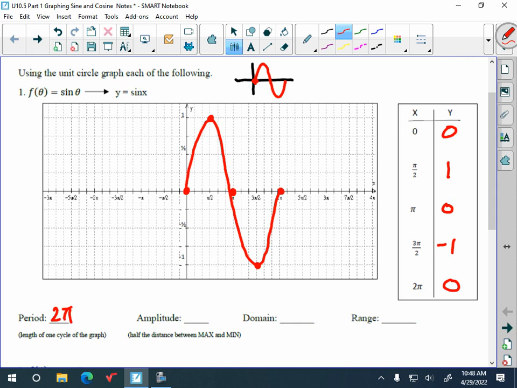All right, the amplitude is if you take the lowest point and the highest point, add that distance together, and then cut it in half. Right? So the distance from negative 1 to positive 1 is 2 units. And if we cut that in half, it's 1 unit. And so that's what the amplitude is.